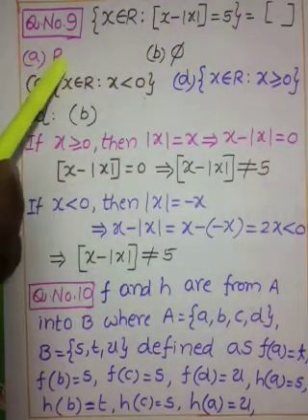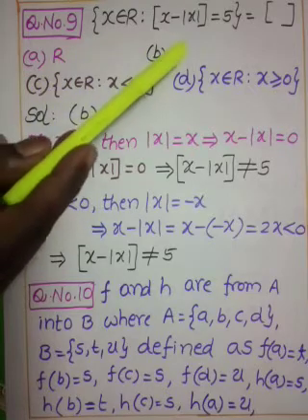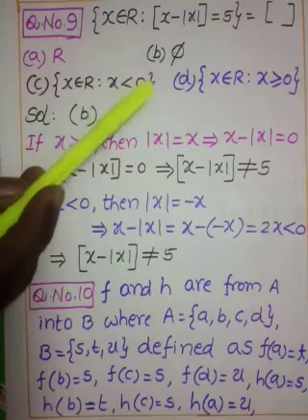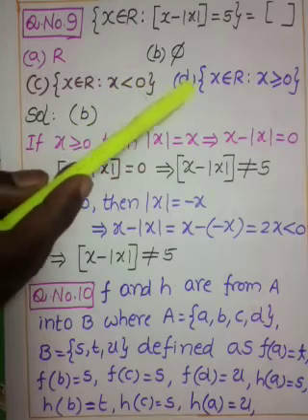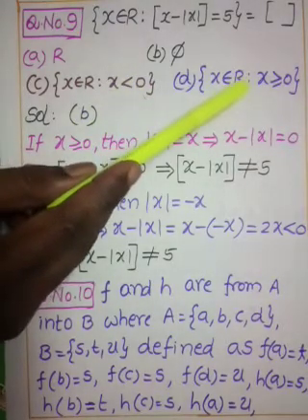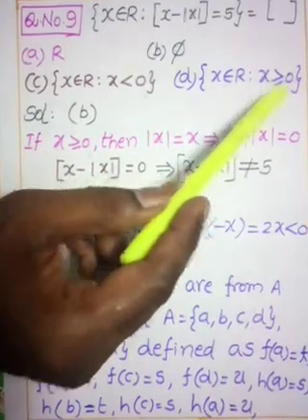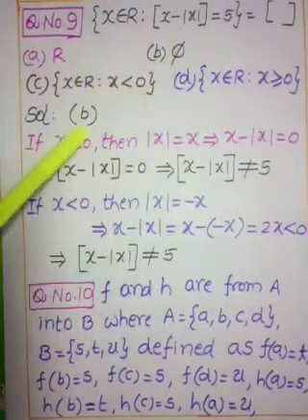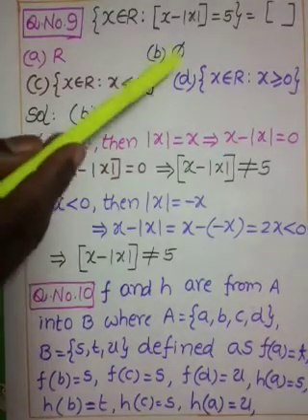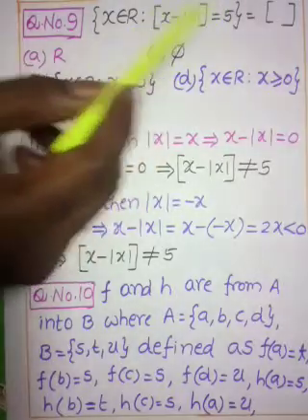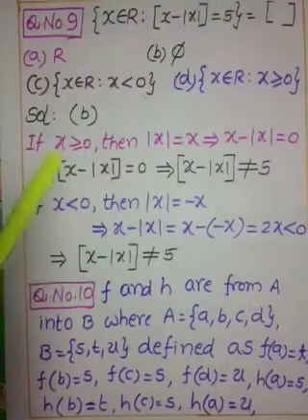First option is real numbers. Second option is empty set. Third option is set of all x belongs to R such that x less than 0. And fourth option is set of all real numbers x belongs to R such that x is greater than or equal to 0. Out of these four options, the second option is correct, that is, the empty set. So there is no real number which satisfies this condition. Let us see the explanation.